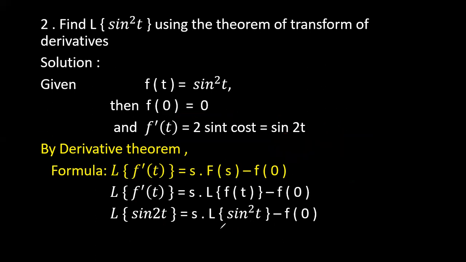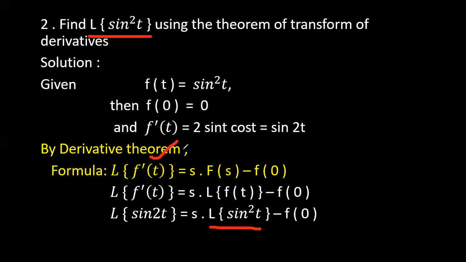Now we have to get the answer for the Laplace transform of sin square t. In the question, we have to find the Laplace transform of sin square t using the derivative method. That's why we have applied only up to f dash of t. No need to go for f double dash of t. In the previous question we needed two times differentiation to get the Laplace transform of that function. Here we need only one-time differentiation, so by using it we can get the answer for the Laplace transform of sin square t.